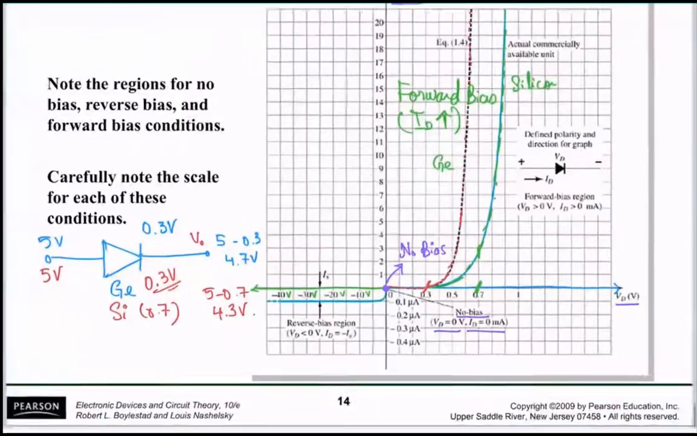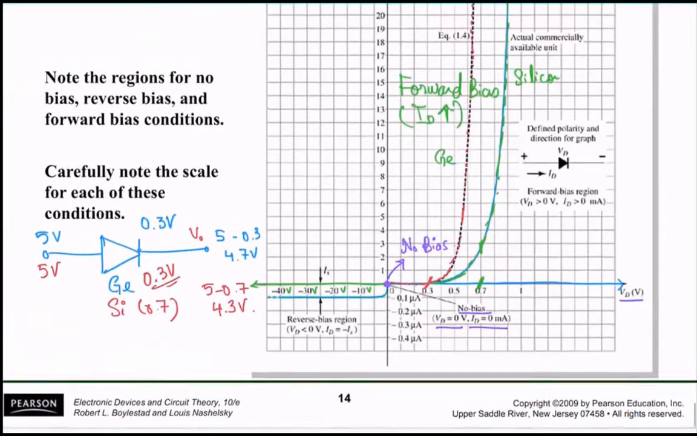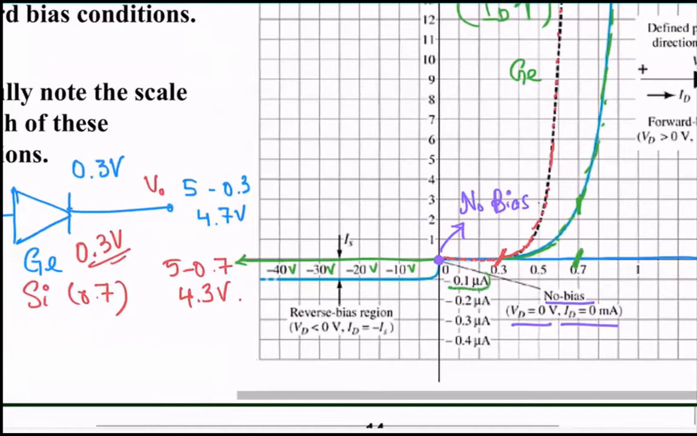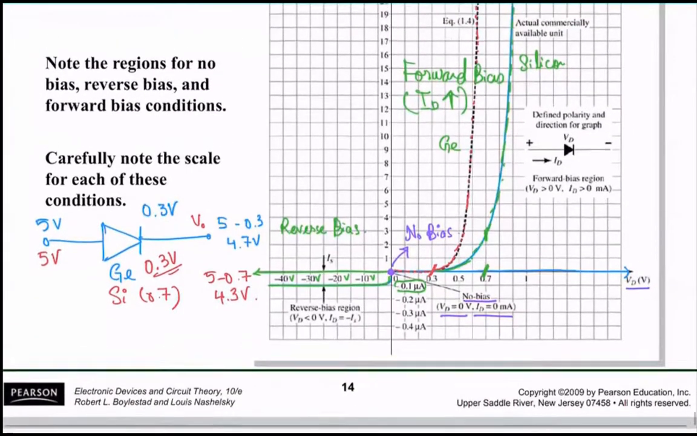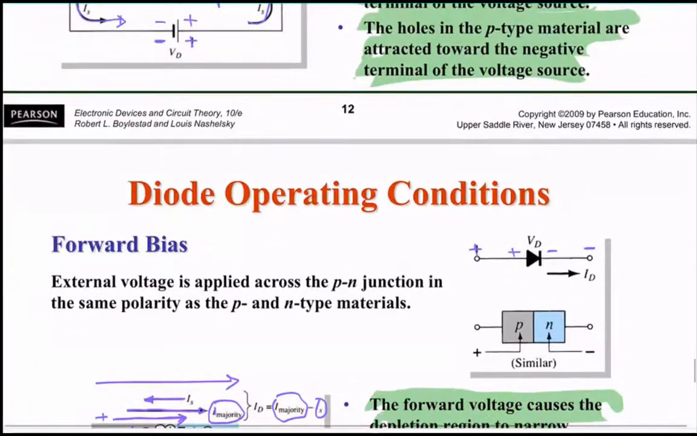But in an actual diode, it's not 0, but it's very close to 0. You see, it's negative 0.1 microamps. It's very, very small. That's what we refer to as a reverse bias condition. So those are the very basics of a diode. Does anyone have any questions before I move on to the transistors?